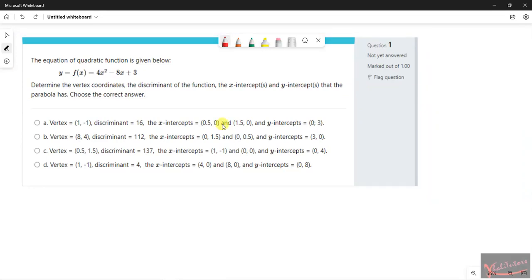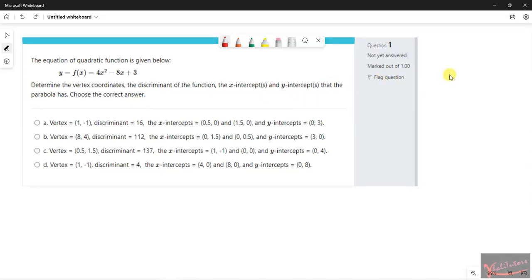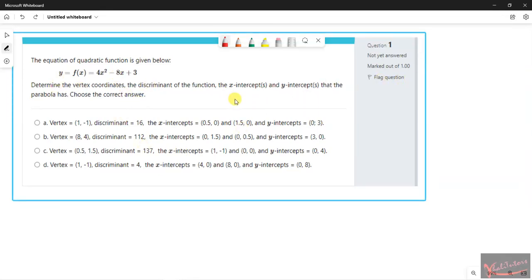The equation of a quadratic function is given below. y equals f of x equals 4x squared minus 8x plus 3. Determine the vertex coordinates, the discriminant of the function, the x-intercepts and y-intercepts that the parabola has. Choose the correct answer. So basically what you're supposed to do is do the calculations. Then once you're done, compare your answers to the answers provided here.